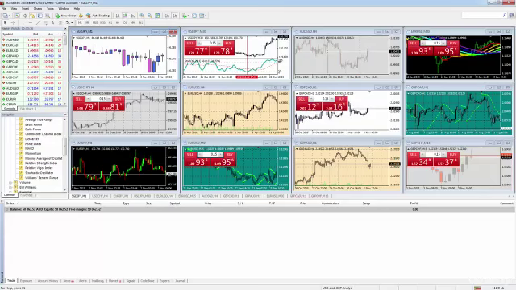Now, if you look on the left navigator here, you will see that there's a whole separate folder for Bill Williams indicators. And there's 6 of them here. So Bill Williams is a very well-known trader, and he kind of revolutionized a lot of things about trading, both philosophically and from the point of view of technical analysis.